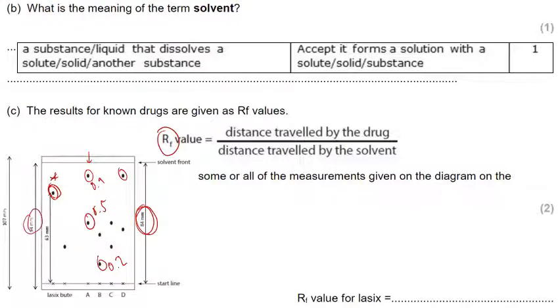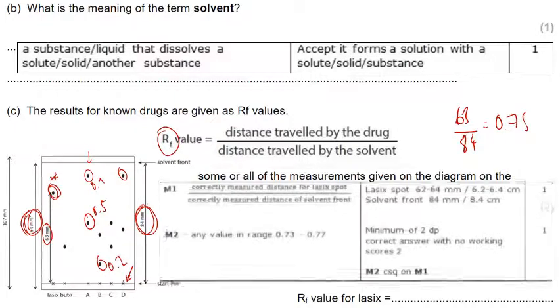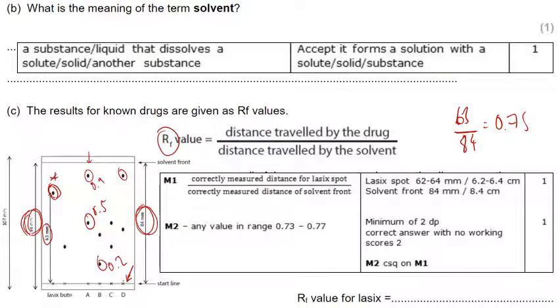Some people use this. You can't use that in your calculation because your solutes start here. So you have to use it from where the solutes start. So it's a simple calculation. You're going to have the bigger number at the bottom, that's 84, then a fraction, and then you put down the distance the solute has moved, which is 63. So 63 divided by 84, and that's going to give you 0.75. It does accept any value in the range of this.